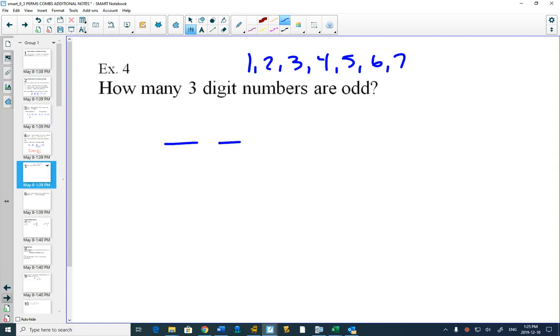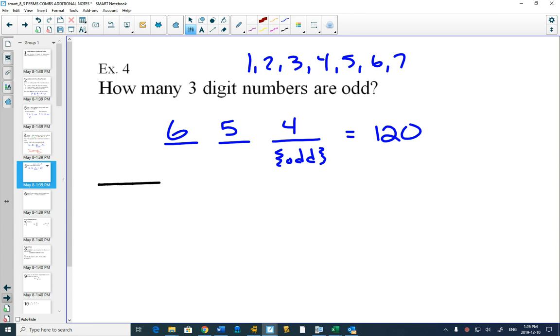Okay, first of all, most people probably did it this way first, right? 4 choices for odd numbers, 1, 3, 5, and 7. And then 6 numbers are left, then 5 numbers are left to get 120. But I also said once you get your answer, see if you can see how you could use the answer from question 2 and question 3 to figure this out.